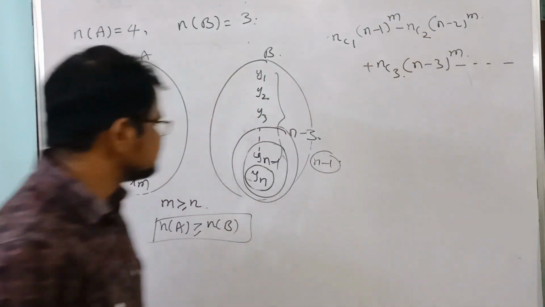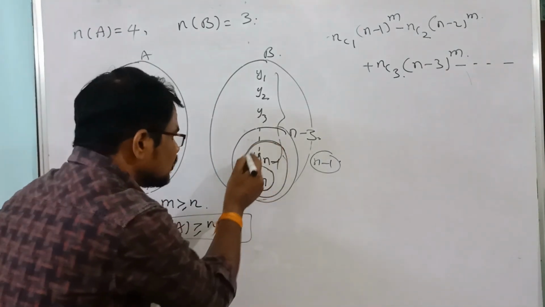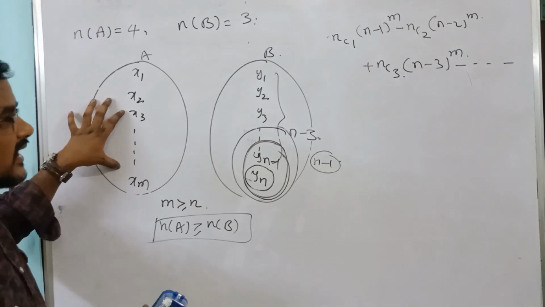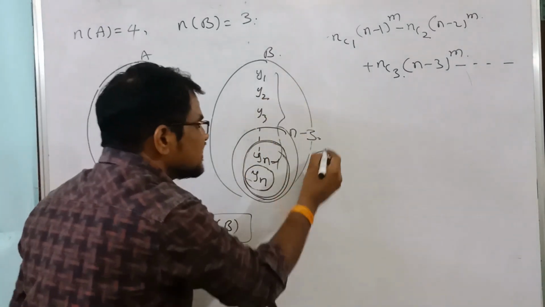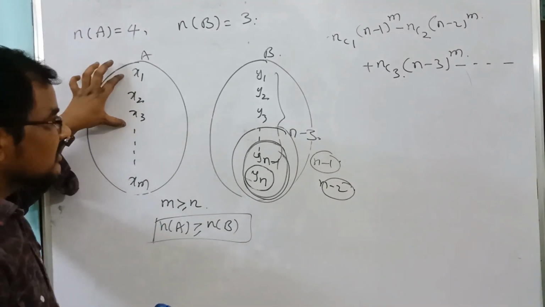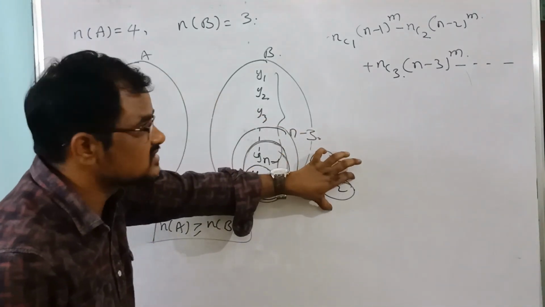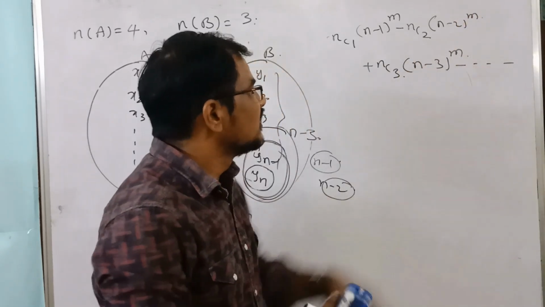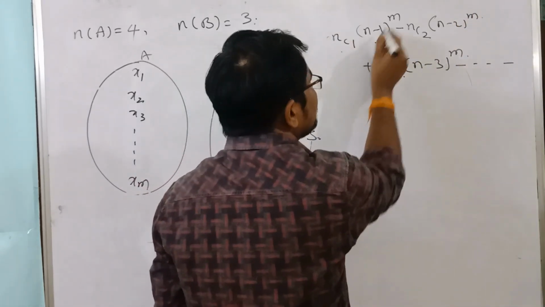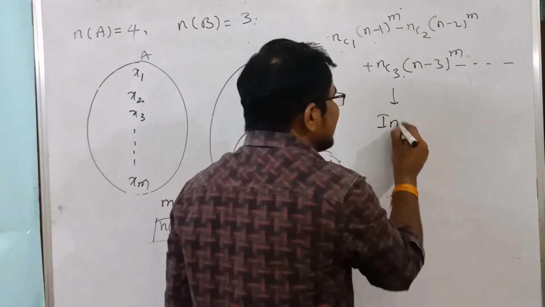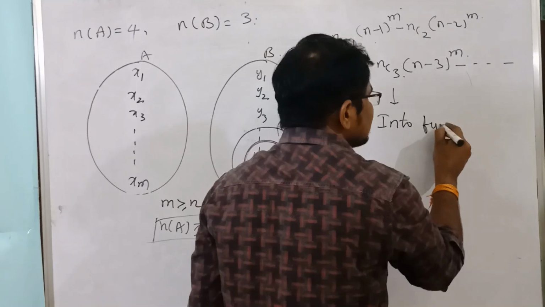Next, for 2 elements in B, there is no pre-image in A, right? So the remaining elements are N minus 2. For each element in A there are N minus 2 image chances. So that's why N minus 2 whole power M. Like this, it continues up to N minus 1 whole power N minus 1. This is finding the number of into functions.